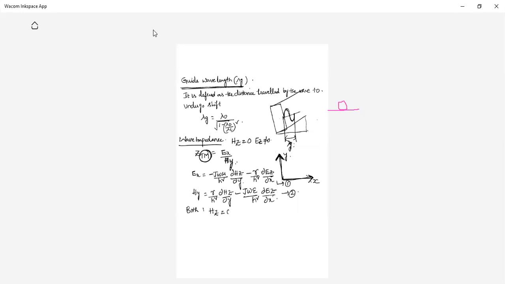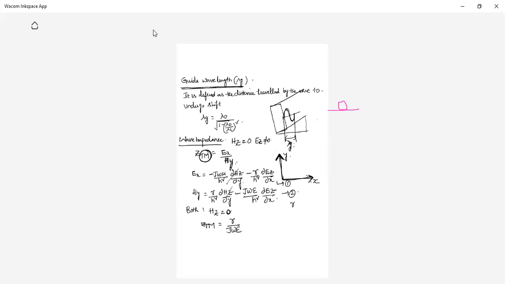If you keep Hz is equal to 0, then after simplification this first term gets cancelled, and the first term in this expression also gets cancelled. So after doing the simplification, what are you going to get? Dou Ez by dou x also gets cancelled. So I can write, after simplification, ZTM is equal to gamma by j omega epsilon.